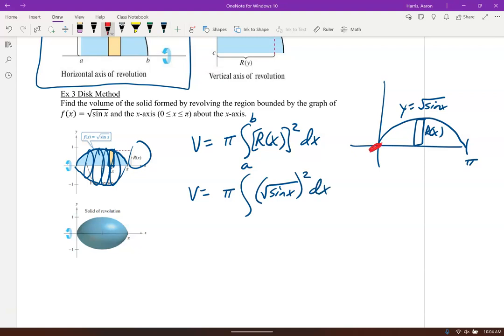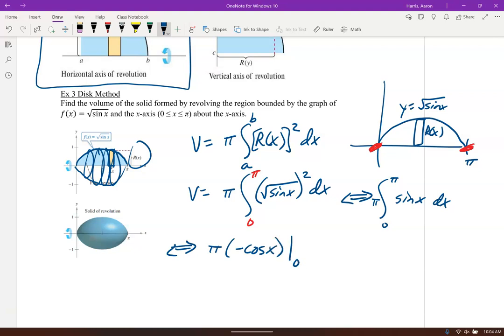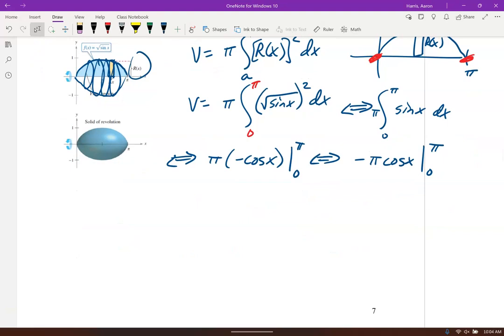We're going to go from x being 0 to x being pi on this thing. And so we have pi, 0 to pi, square root of sine squared is just the sine. So we get the pi, take the integral of the sine, which is negative cosine going from 0 to pi. Let me clean that up a little bit. So I got negative pi cosine of x from 0 to pi. So negative pi cosine pi minus negative pi cosine 0.